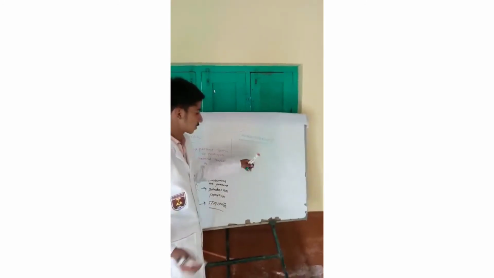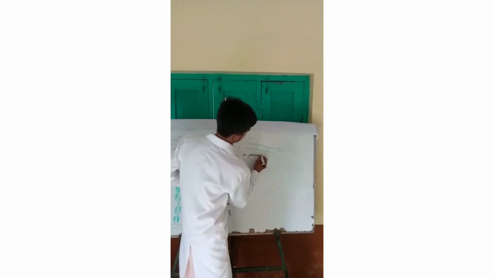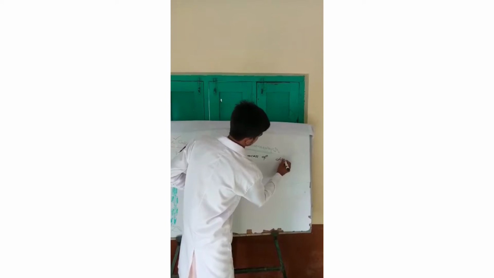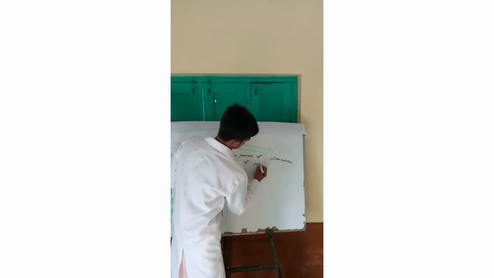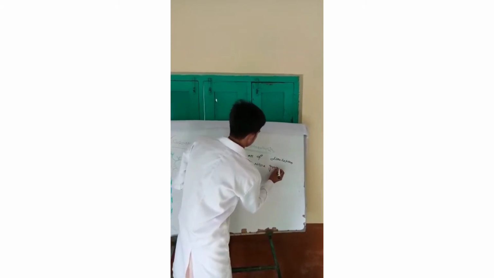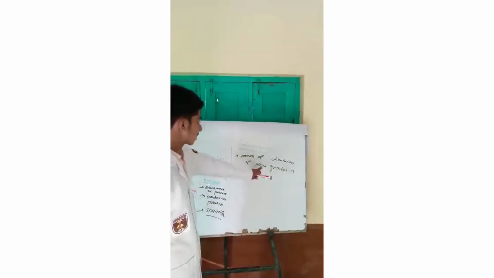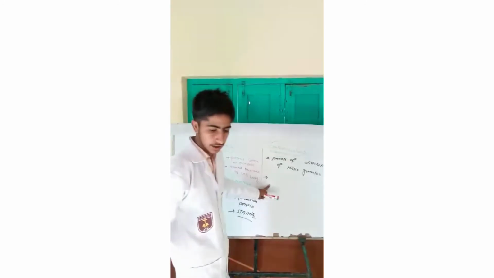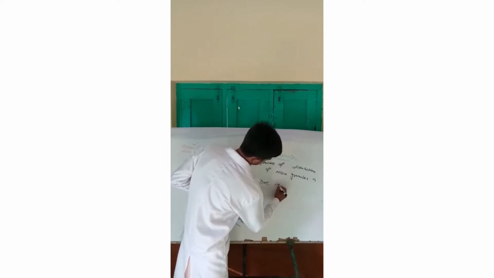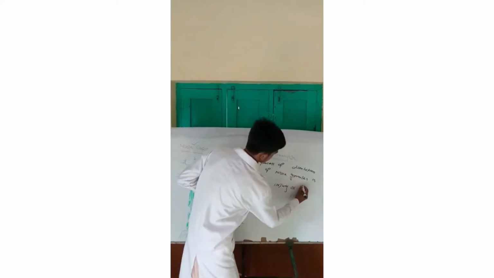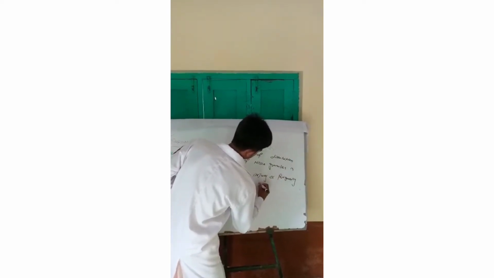And then we discuss chromatolysis. The process of dissolution of nissl granule is called chromatolysis. This nissl granule disappears due to some injury or fatigability of neurons.